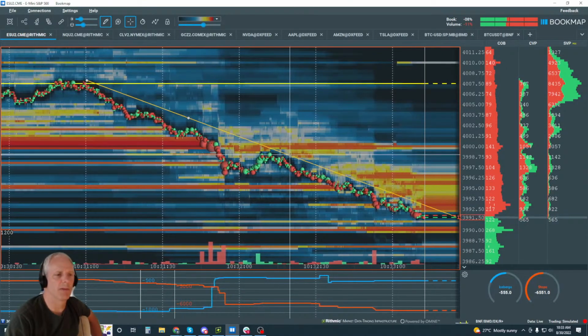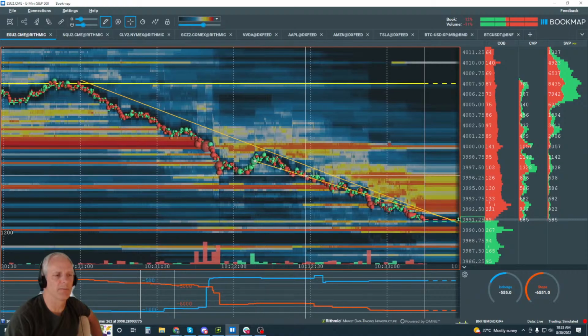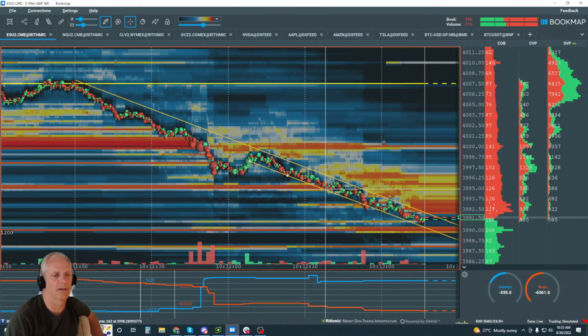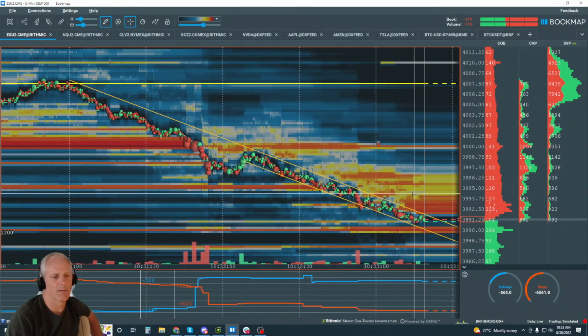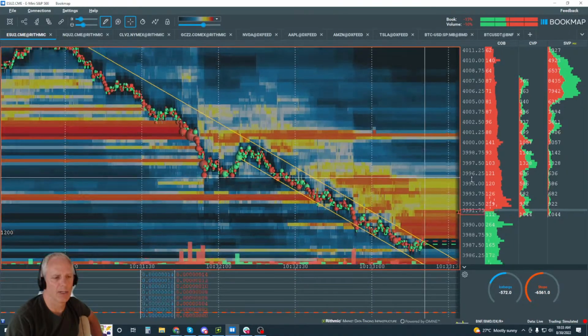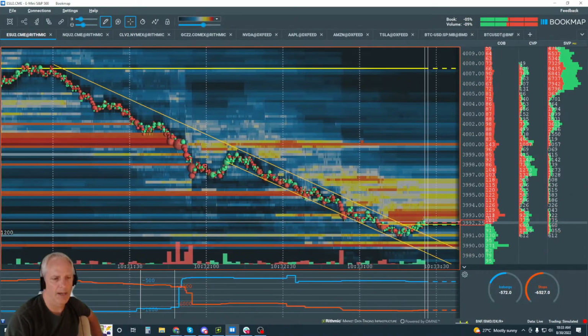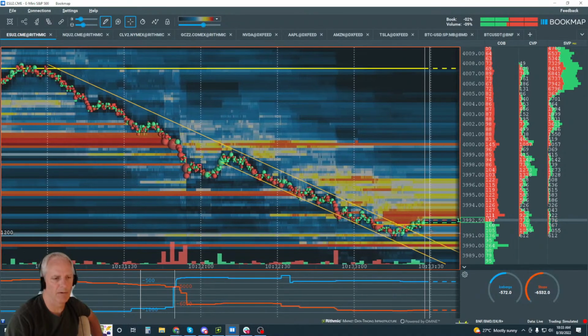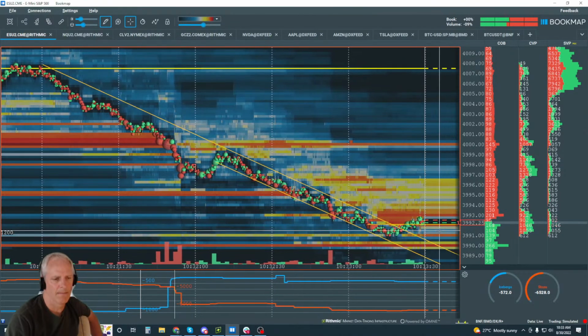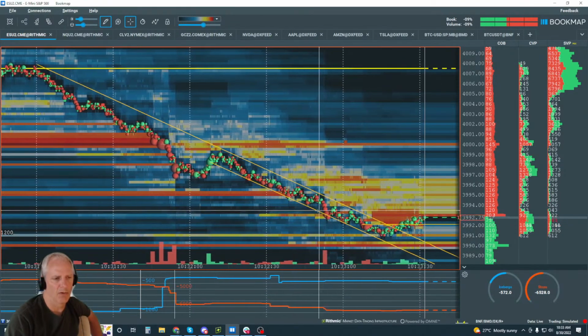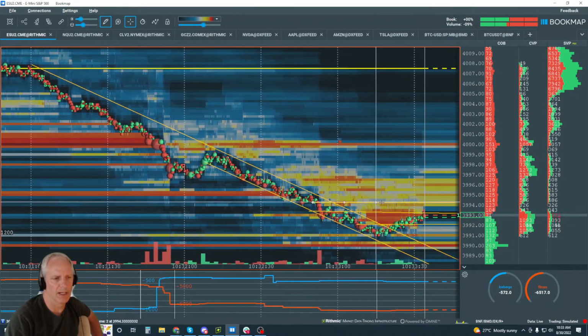Okay, let's put some market structure on this. This is a simple structure to look at here. Even in here we can still look at our structure, higher highs, etc. Here they come. Okay, it's breaking the structure. Now we're not there yet, but we're noting these areas in here, and here.